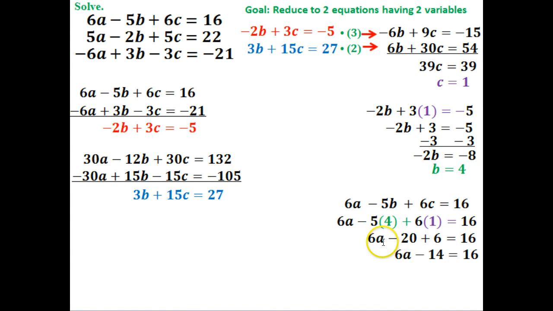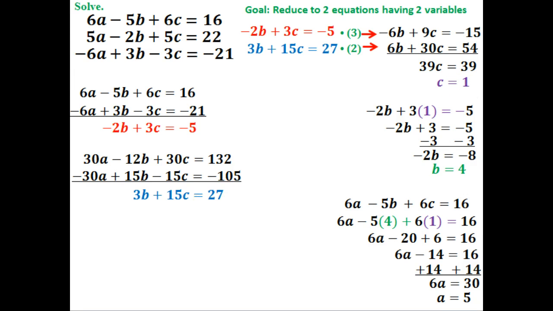Once we've got that, we can go to the next step, which is to simplify it a little bit further. Negative 20 plus 6 is negative 14. Now what I need to do is move my 14 onto the other side. So I add 14 to both sides. 6a is equal to 30. If I divide both sides by 6, I find out that a equals 5. Now I've identified all three of them. a equals 5, b equals 4, and c equals 1.